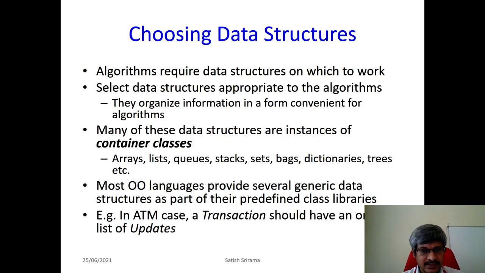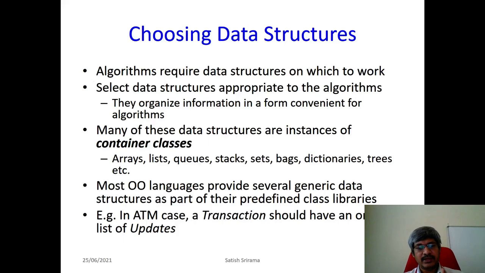So many of these data structures are actually instances of container classes. They can be arrays, lists, queues, stacks, sets, or bags, or dictionaries, and then trees, graphs, etc. These are the different types of data structures which you will be using. And most of the object-oriented languages actually provide several generic data structures, and their implementations with respect to modifications, etc., as part of their predefined class libraries. In the lab, we have already seen how we can use the collections in Java.